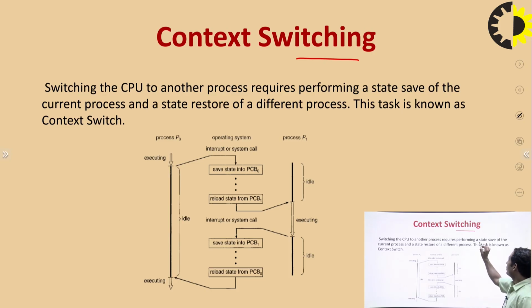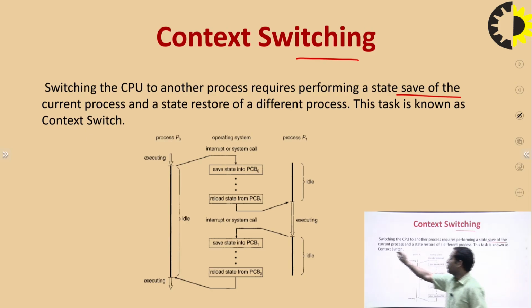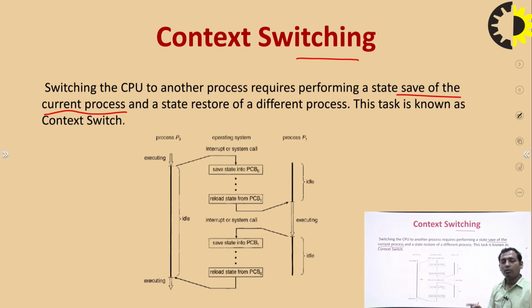So first save the current process information. Different pieces of information are saved for the particular process, and then the state of another process is restored. We want to run another process, so the information regarding that process is loaded into the CPU. This task is known as context switching. This figure depicts the context switching scenario. Just look at this figure.